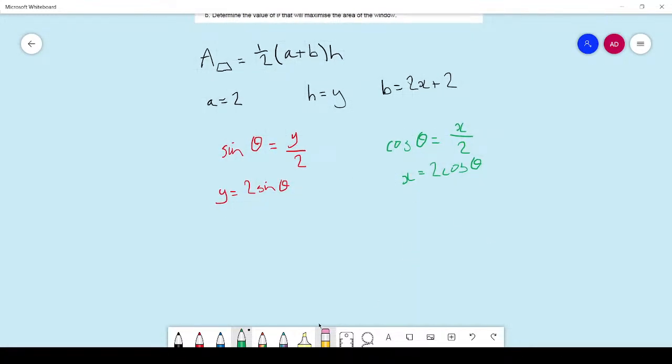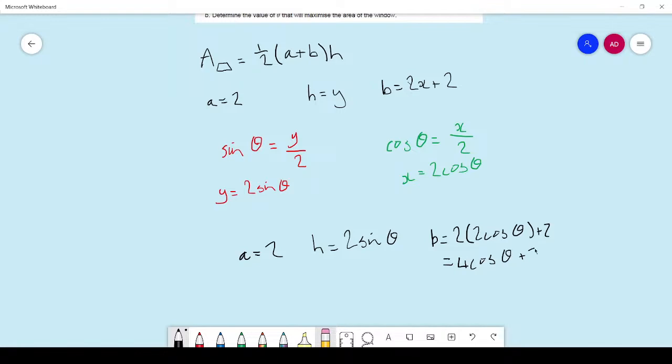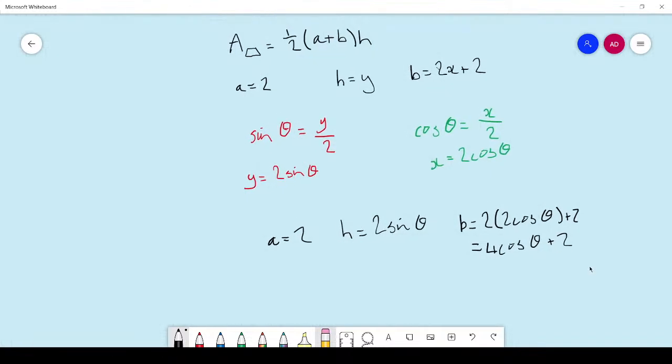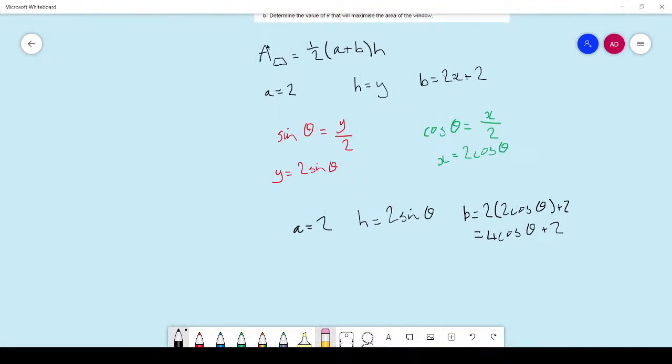And so now we've got definitions for y and x. Let's plug them back in, so we can update our variables. a is still equal to 2, h equals 2 sine theta, and b equals 2 cos theta plus 2. We'll tidy this up a bit: 2 times 2 cos theta is just 4 cos theta, plus 2. So now let's sub these back into our original formula for a trapezium.